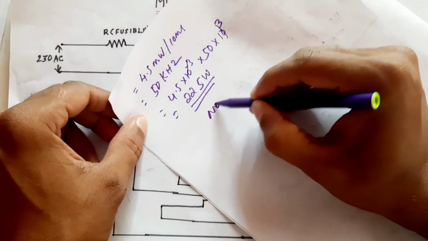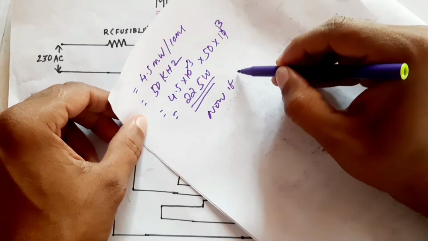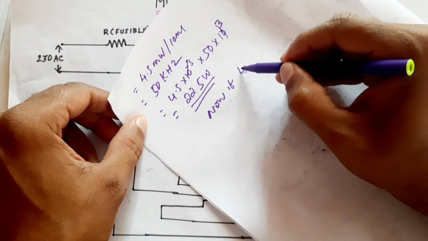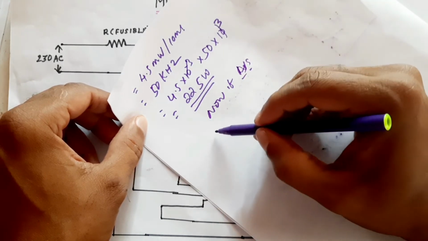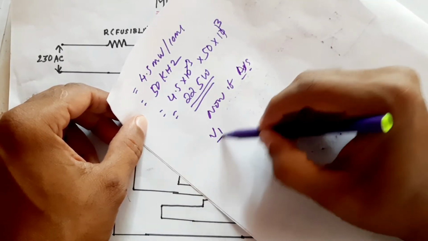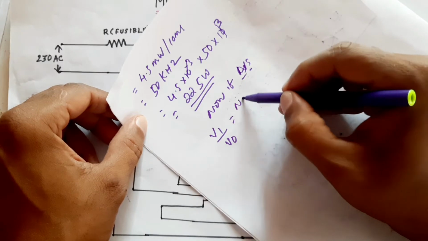Now, how can we calculate the secondary winding? We know the equation that V1/V2 is equal to N1/N2.